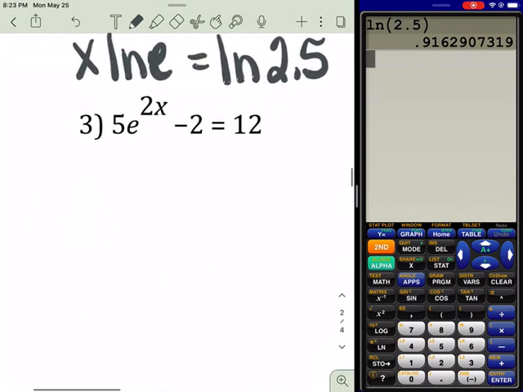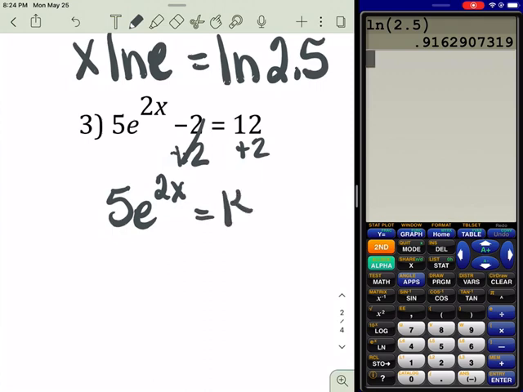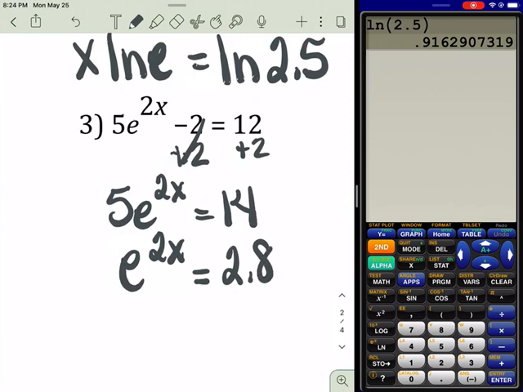Okay, let's try another one. Here, if you notice, we have things that are subtracted and multiplied with our base. Don't care about the exponent right now. We're only interested in our base. So that minus 2 is going to have to be added to the other side before we do anything. So 5e to the 2x is equal to 14. Now we have to divide both sides by 5. So e to the 2x is equal to 2.8.